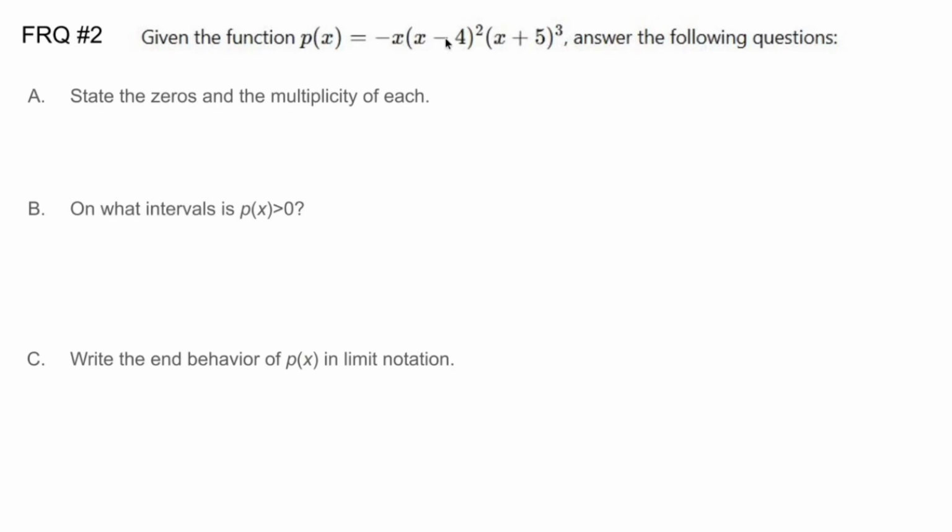We got a negative out in front. We got 1x living out there. We've got 2x's living in here. We got 3x's living in here. Okay. State the zeros and the multiplicity of each.